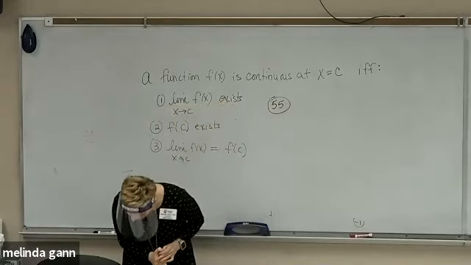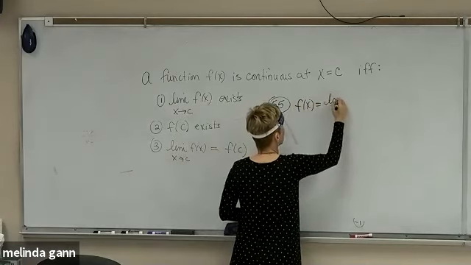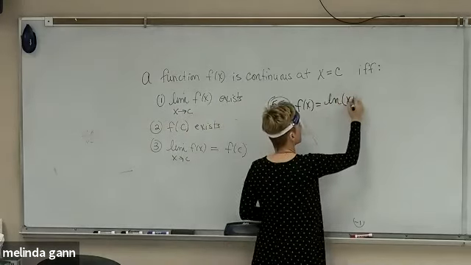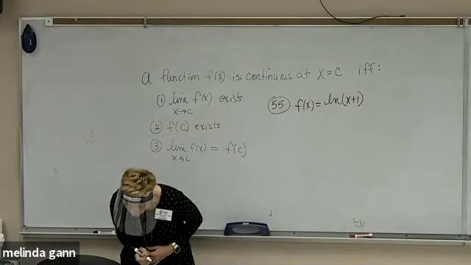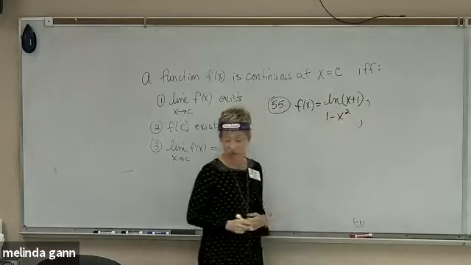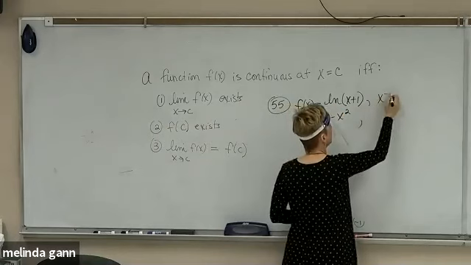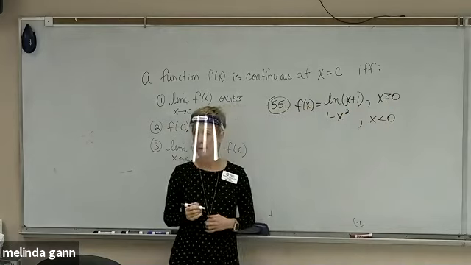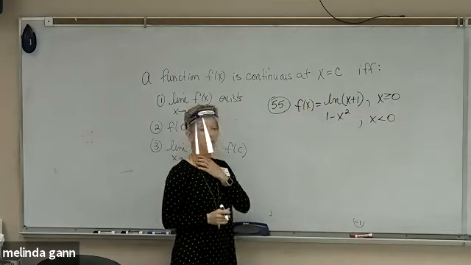All right, so on 55, this was your function. F of x is the natural log of x plus 1, sometimes. And sometimes your function is f of x equals 1 minus x squared. Now, how do you know which one is which? It gives you some conditions. It says it's the top one if x is greater than or equal to 0, and it's the bottom one if x is less than 0. Okay, so did we copy it down right? And I believe I asked you to check continuity at 0, didn't I?